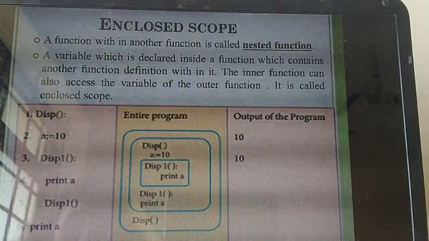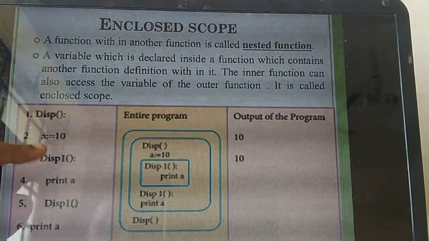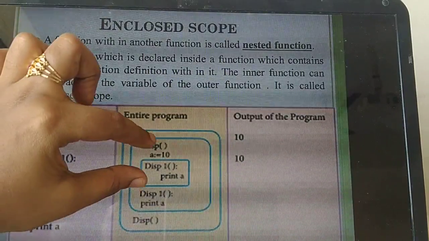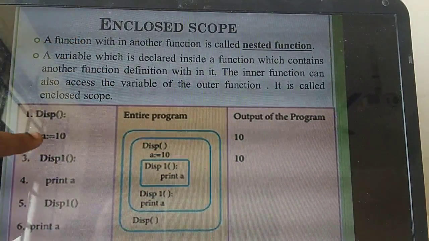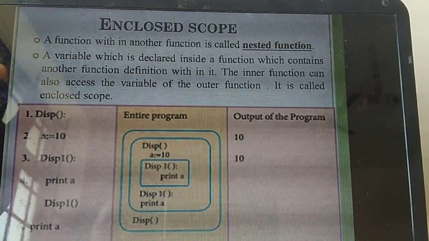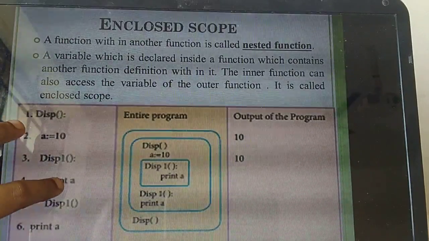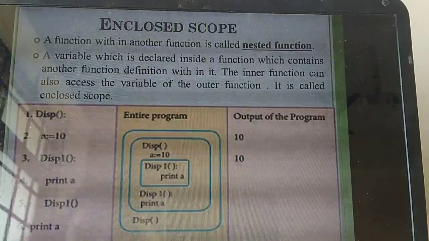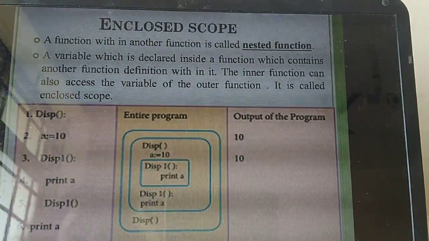One thing you listen carefully: whether I have declared or bound any value inside the display1 of function. Only see display1 of, I have given print a, that's all. Inside, whether I have given any value? No. Inside the display of function only I am giving another function, but this variable a can access the value a as 10. How? By defining display1 of function inside another function.